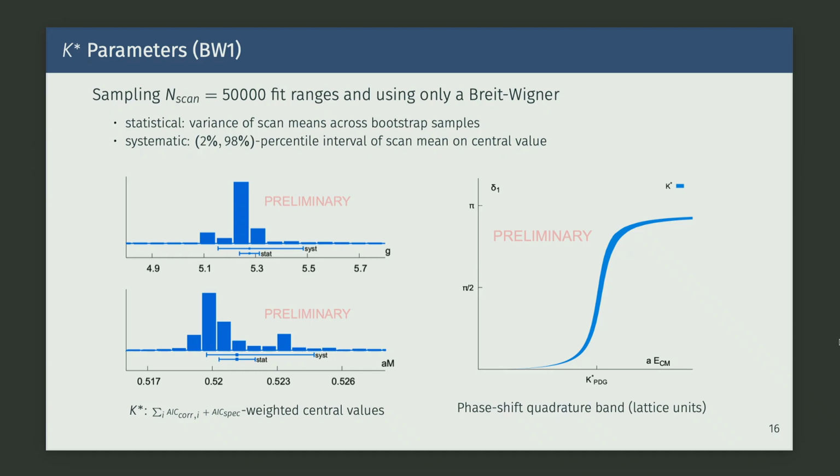Here in this case, I'm doing 50,000 samplings. I'm sampling the fit ranges 50,000 times and reiterating this. And the statistical is essentially repeating across bootstrap samples. And this is what we get for the K star, the visualization of the phase shift. You also have the rho, which I'm not going to talk about too much. It seems like we have a less precise determination, but it's still to be confirmed.